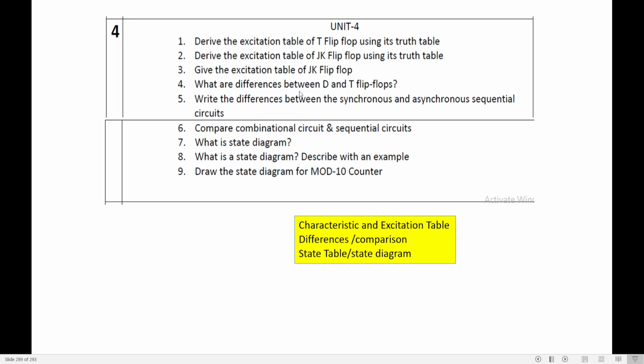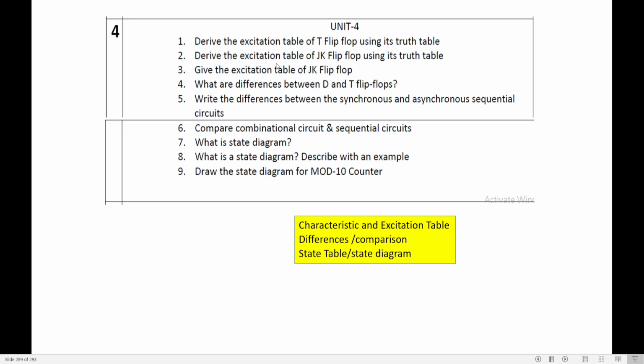What is the difference between D flip-flop and T flip-flop? What is the difference between asynchronous and synchronous sequential circuits? Compare combinational circuit and sequential circuit. What is a state diagram? Again, state diagram is repeated twice. What is a state diagram? Describe with an example. Draw the state diagram of Moore.